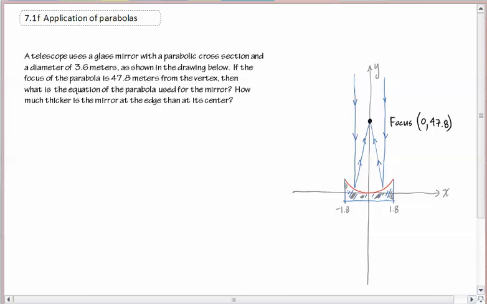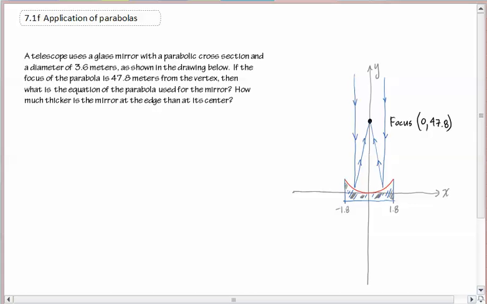To take a look, as the last video in the 7.1 section, we're going to take a look at an application of how we can use parabolas. It says a telescope uses a glass mirror with a parabolic cross-section and a diameter of 3.6 meters, as shown in the drawing below. If the focus of the parabola is 47.8 meters from the vertex, then what is the equation of the parabola used for the mirror? How much thicker is the mirror at the edge than at its center?